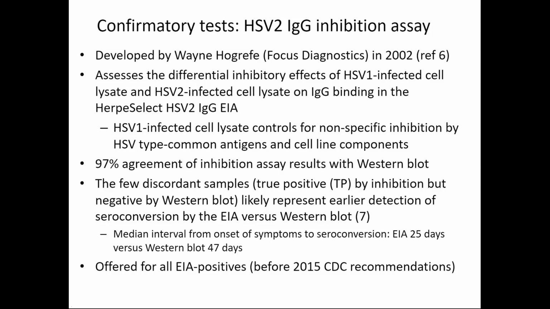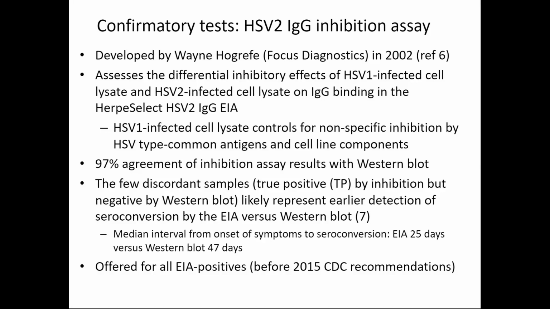The reason for including the HSV-1 infected lysate is that it controls for nonspecific inhibition by HSV type common antigens and any cell line components. There's 97% agreement between inhibition assay results and Western blot results, and the few discordant samples that are positive by inhibition but negative by Western blot likely represent earlier detection of seroconversion by the EIA compared to the blot.